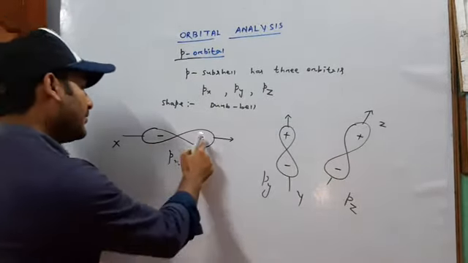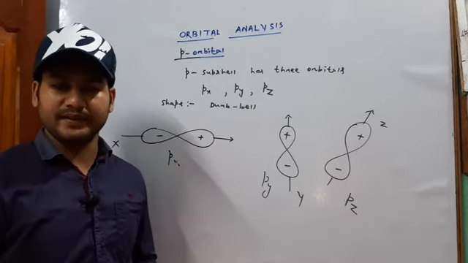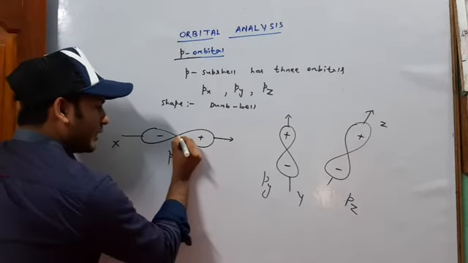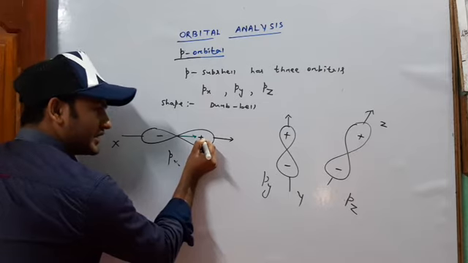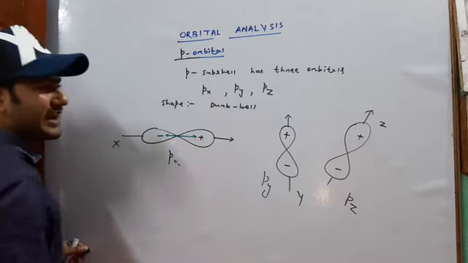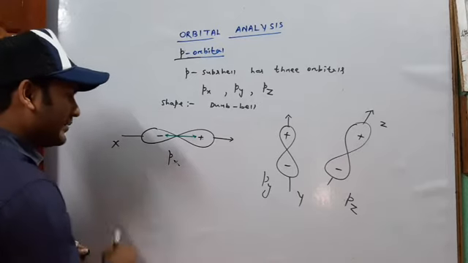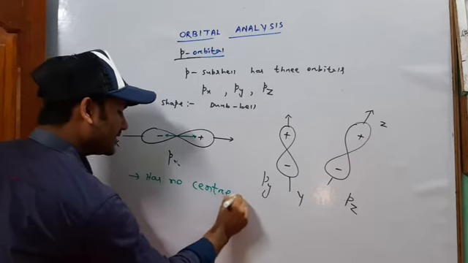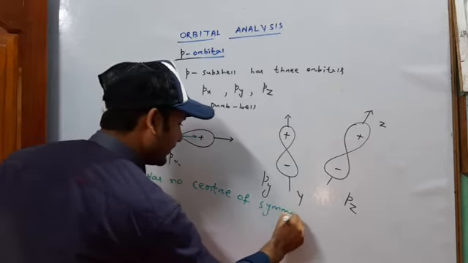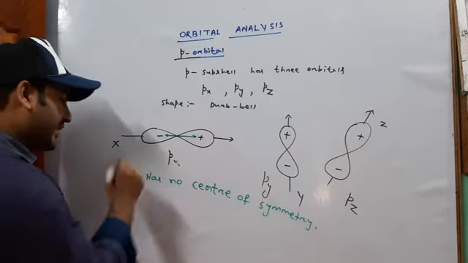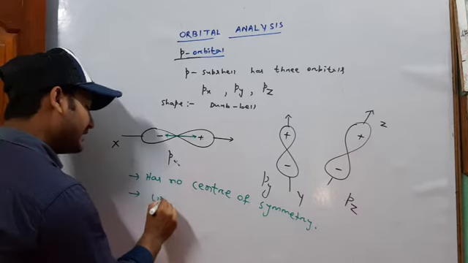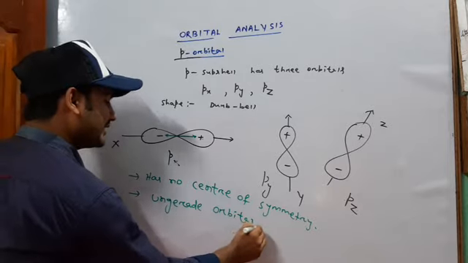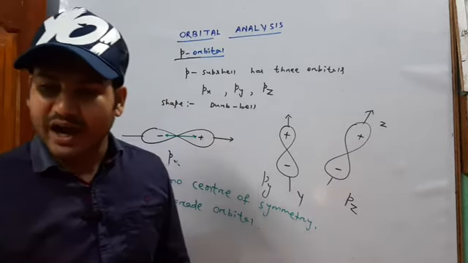Here also plus and minus indicate the phase of a wave where the electrons are present. Please look at this point. When we move in one direction, we get a positive sign. In the opposite direction we get a negative sign. That means the p orbital has no center of symmetry. Then the p orbital is called an ungerade orbital. The orbital which has no center of symmetry is called an ungerade orbital.